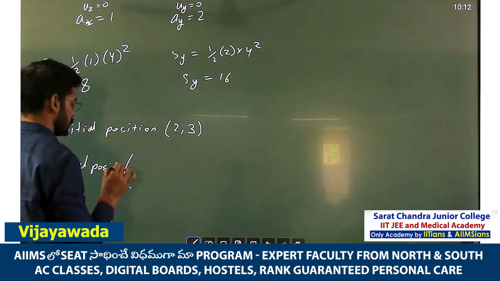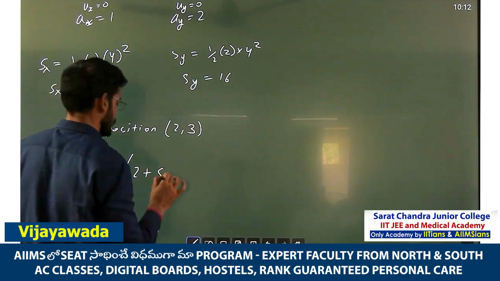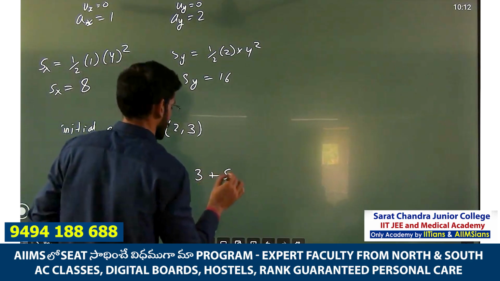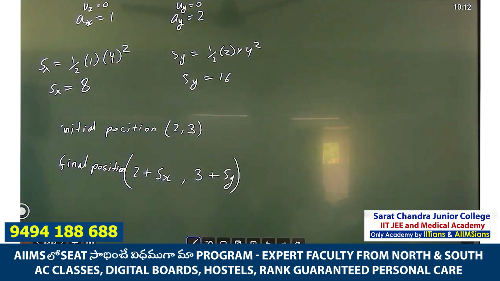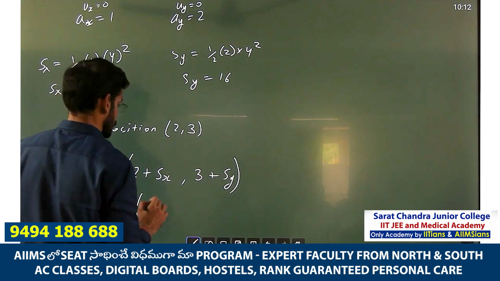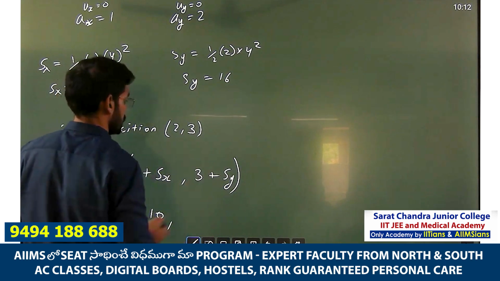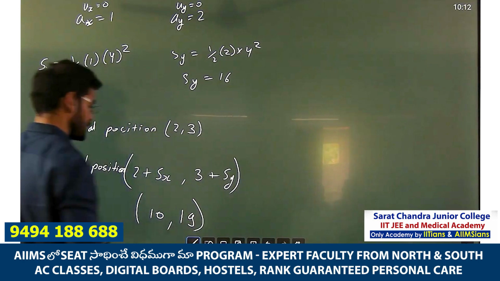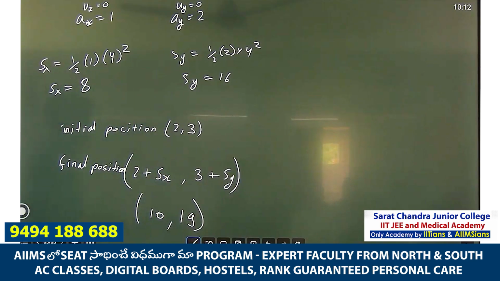Position will be 2 plus Sx, and on this side 3 plus Sy. Whatever positive or negative it is coming, accordingly you have to put. It will adjust. So what is this coming? 10, 16 plus 3 is 19. (10, 19) is the final coordinate, the final position of the particle after 4 seconds.